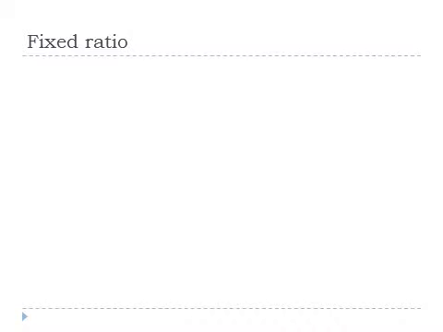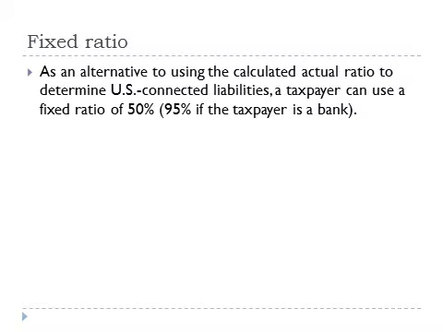In lieu of using the actual ratio, a taxpayer can use a fixed ratio. As an alternative to using the calculated actual ratio to determine U.S. connected liabilities, a taxpayer can use a fixed ratio of 50%, 95% if the taxpayer is a bank.